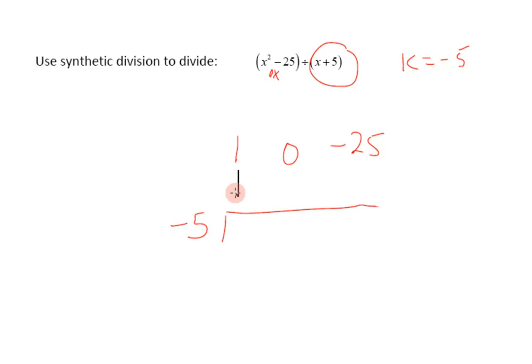Alright, first step, drop the 1, right? Second step, -5 times 1. Notice this is in line. Good thing we have that 0 there. Add down. Back to here. Multiply by -5. Positive 25. Add down. Notice remainder is 0.